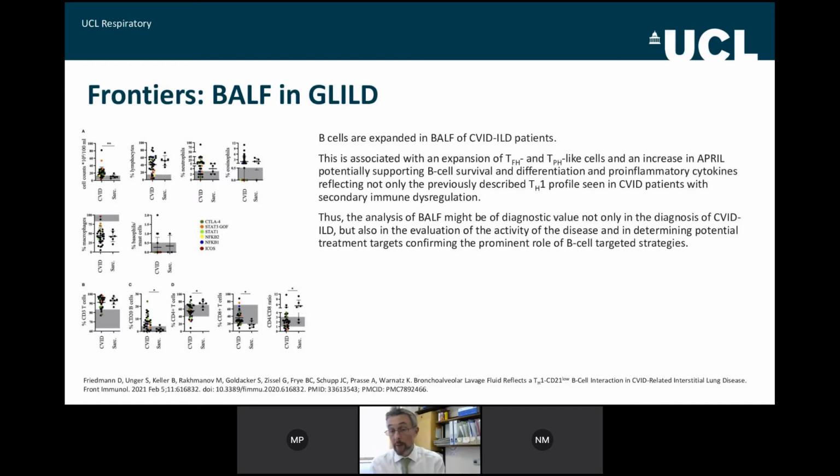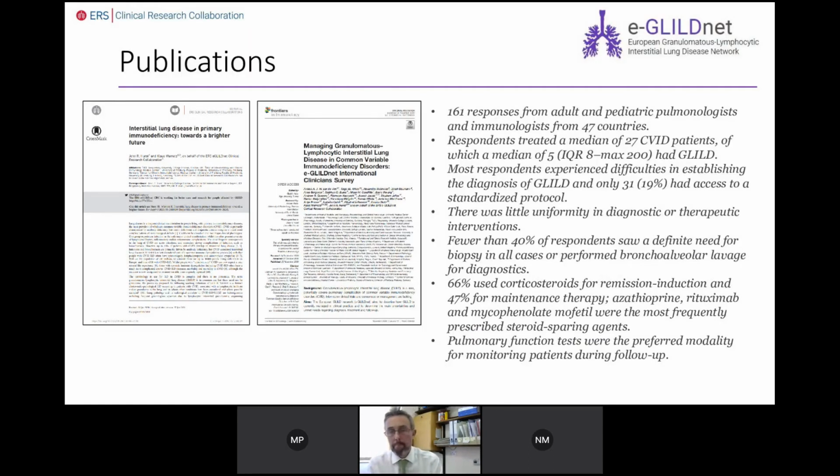And those B cells are appearing in bronchoalveolar lavage fluid too. So it may be that we don't need to be thinking about biopsy, but it may be that bronchoalveolar lavage is one tool that could be explored further to guide not just the diagnosis of GLILD, but also the specific phenotype of GLILD, and therefore be used to guide therapy as well.